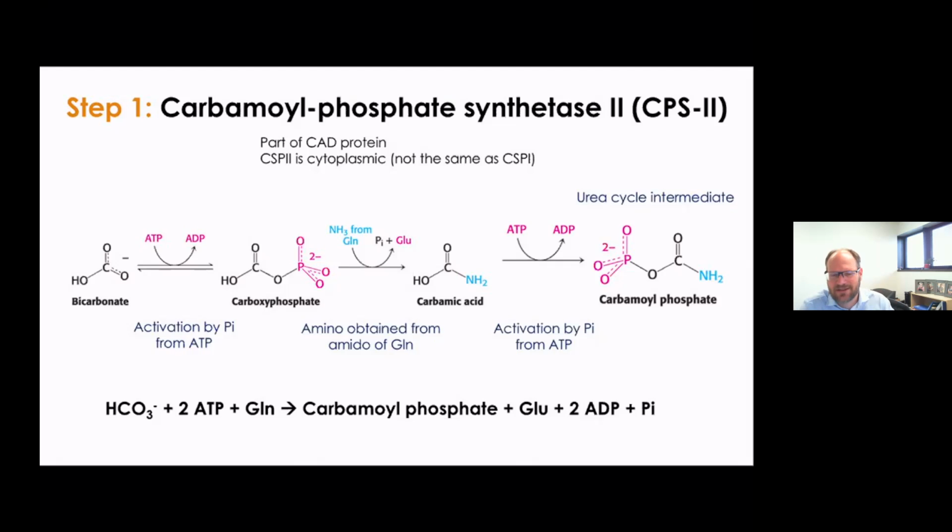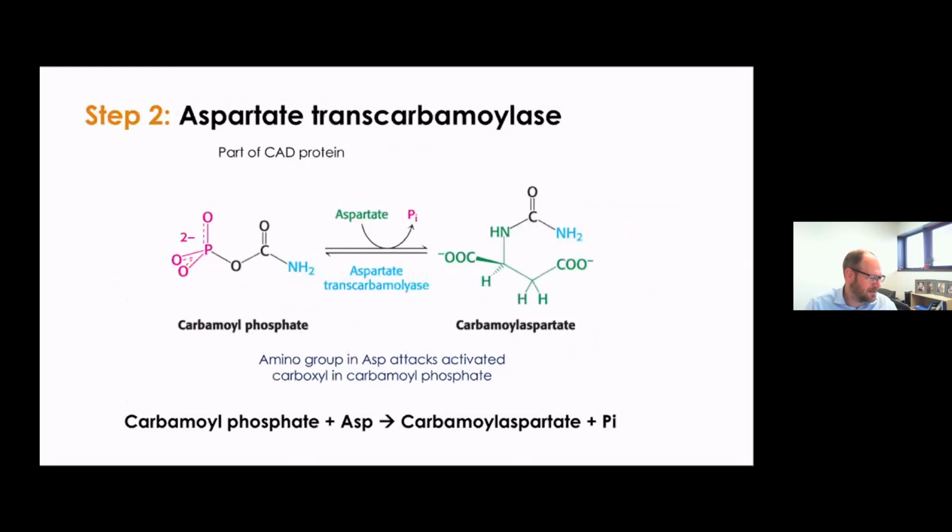Then you've got to remember that CPS2 is not CPS1. If we were going to have a final exam this year, I would be making lots and lots of points to remember that, because that's a really great exam question, being able to differentiate these. And they should be different because they're regulating totally different pathways, right? Even though they result in the same intermediate, they're supporting two separate pathways. All right, so this is the same chemistry that we saw before.